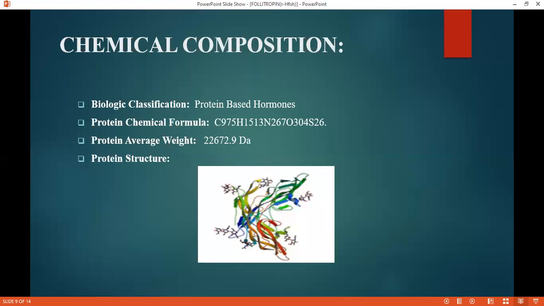Chemical composition. Biological classification: protein-based therapies. This is polytropin, a human follicle stimulating hormone, FSH, of recombinant DNA origin, which consists of two non-covalently linked, non-identical glycoprotein subunits, the alpha and beta subunits. The alpha and beta subunits have 92 and 111 amino acids. Protein chemical formula and protein average weight are given on the slide, along with the protein structure.